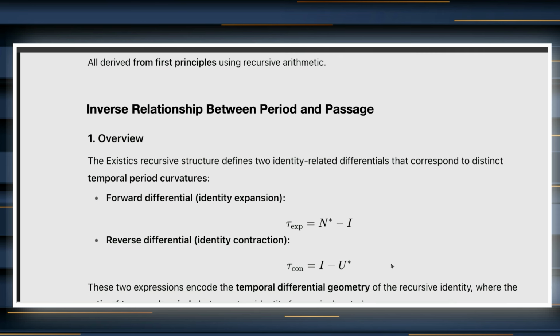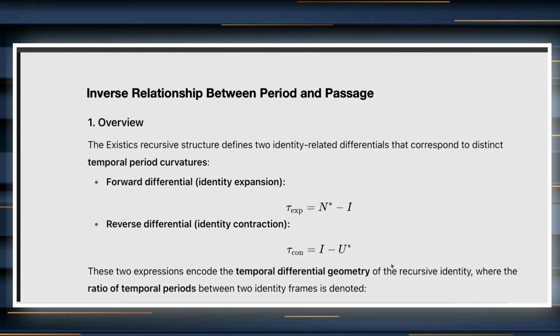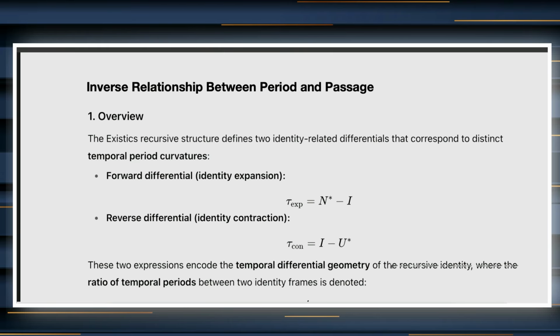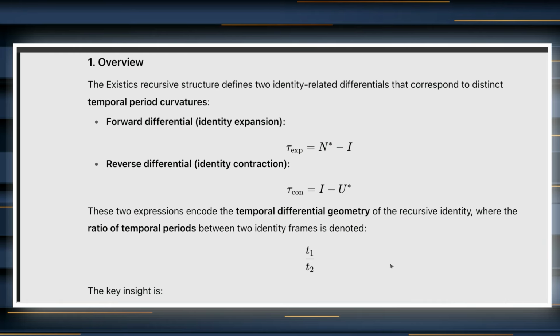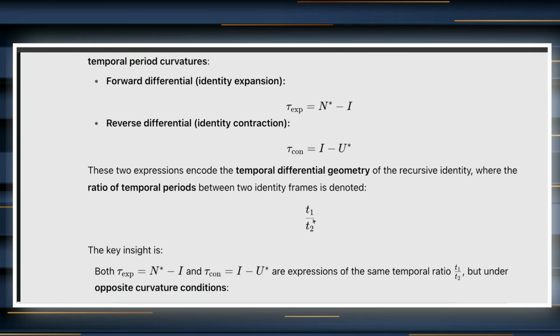So now what we're going to get into is a discovery by applying three-dimensional time to physics. And that has to do with an inverse proportional relationship between the passage coordinate and periods of time. The Existics recursive structure defines two identity-related differentials that correspond to distinct temporal period curvatures: forward differential, identity expression, or reverse differential, identity contraction. These two expressions encode the temporal differential geometry of the recursive identity, where the rate of temporal periods between two identity frames is denoted. So here we have the slope of T1 over T2.